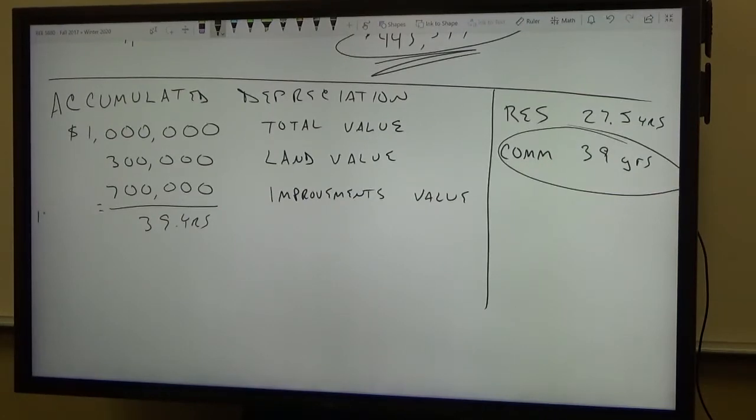17,948.72. How many years though? Well, in this case, we're just getting the initial annual number. Okay, so 17,948.72, and that would be our annual depreciation. Now, how many years are we going to hold this? 10. Okay, we're going to have a 10-year holding period.